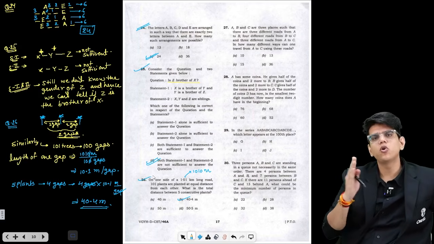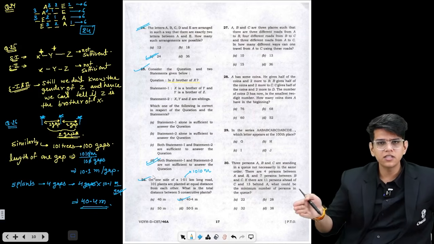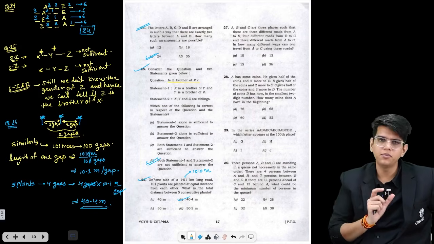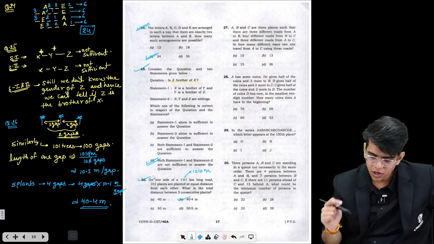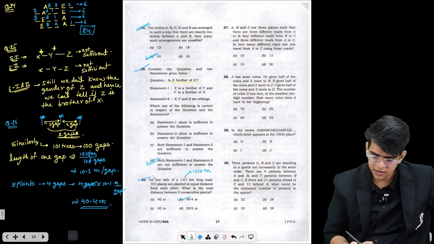There are 3 boxes, right? Placed at equidistance to each other. So there will be 2 gaps, right? N minus 1 gaps. Done? From now onwards, if there is some question like this, you can solve this, right?